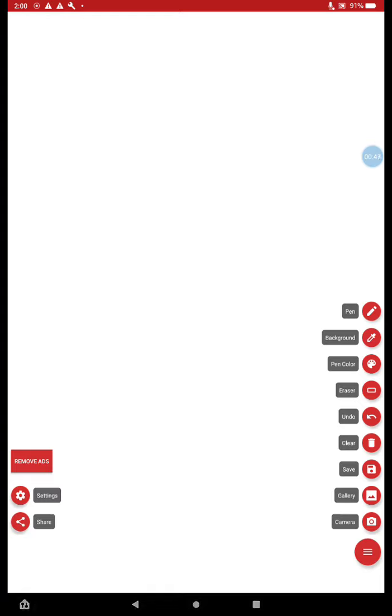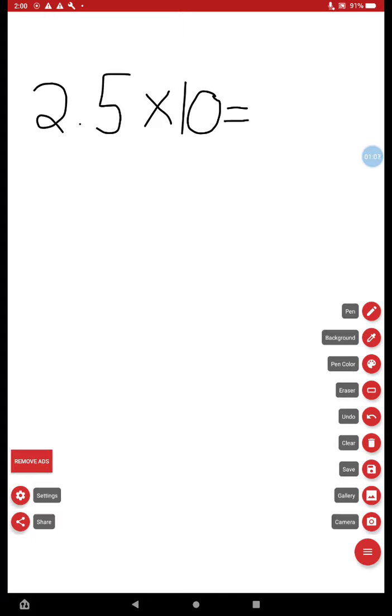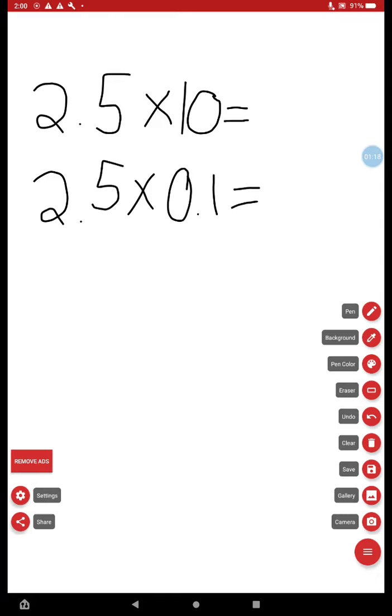Let's say that you have a number that says 2.5, or 2 5/10. Let's take 2 5/10 and multiply it by 10. Then let's also take 2 5/10 and multiply it by 1/10. Notice the difference? 10 tenth. Well, let's multiply them.